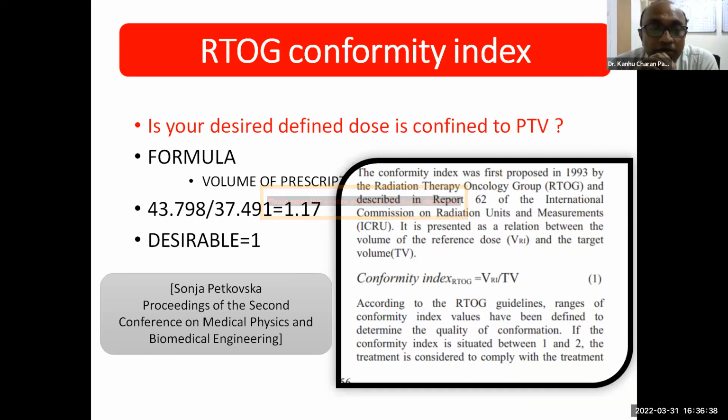So the conformity index, various conformity indexes are given by various formulas. The desirable value should be one, and you can go to these articles and calculate your conformity index. It can be calculated automatically in the planning system, and I will show you in the later part.